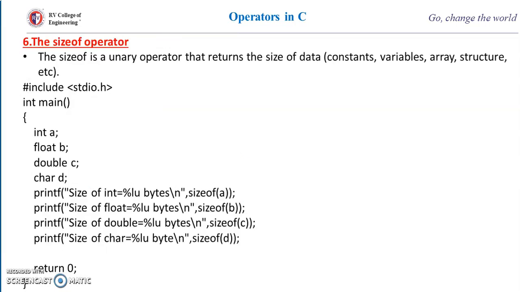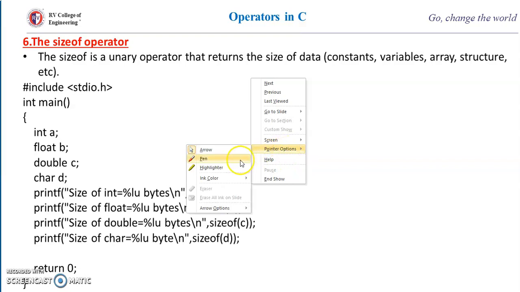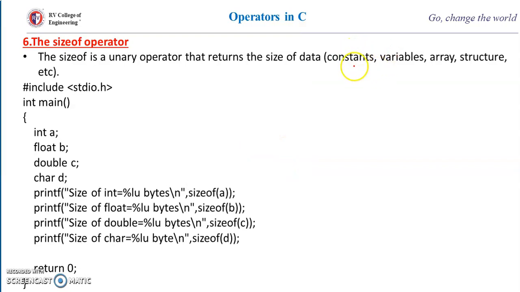Next is the sizeof operator. What is the sizeof operator? The sizeof operator is a unary operator that returns the size of data, and the data can be a constant, variable, array, structure, etc. This is the program. Here you can see we write sizeof A, and we have taken four variables. A is of integer type, B is of float type, C is double, and D is of char type. We are printing sizeof A, which means it will print the size of the variable's data type.